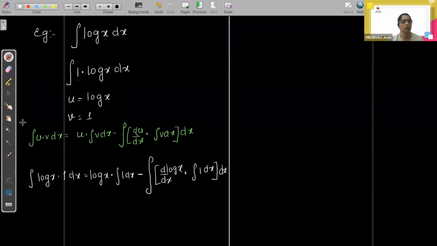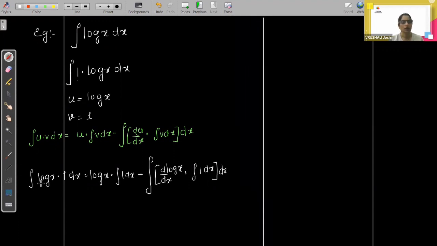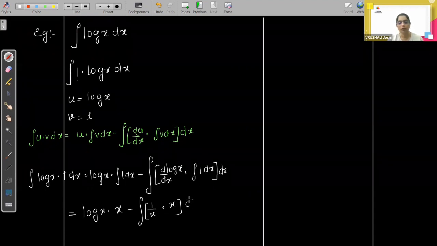Can you see? It looks really very easy. बहुत आसान दिखता है ये अभी, because we know what we are going to do now, correct? So this is going to be log x into integration of 1, which is x, minus the whole integration of derivative of log x, which will be 1 by x, correct? Into integration of 1, which will be x, correct? और इसका आएगा full dx. So this x and this x will cancel.